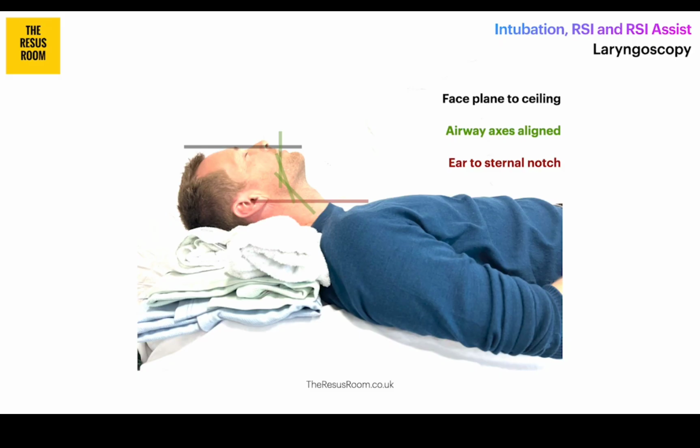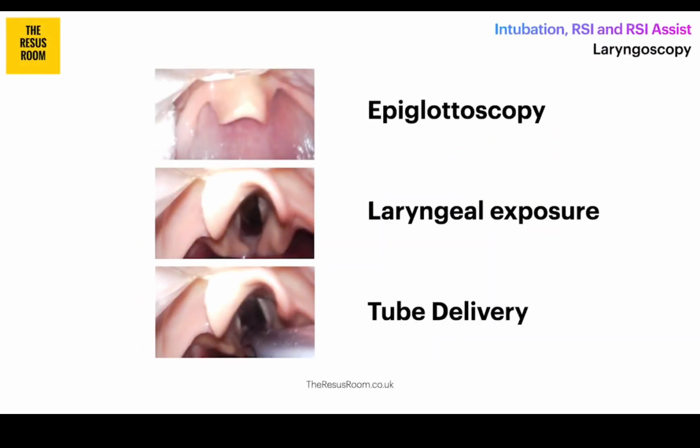Now, we've ventilated the patient via a face mask or via a supraglottic to try and give them some oxygenation during their cardiac arrest before we're going to intubate them, and then at this point we're going to proceed with our technique. This section is going to focus on the operator 1 role, or the laryngoscopist, but debatably the operator 2 role is just as important as this operator 1 role, and we'll come on to that in a later section. When it comes to laryngoscopy, Levitan has described the process as epiglottoscopy, laryngeal exposure, and tube delivery.